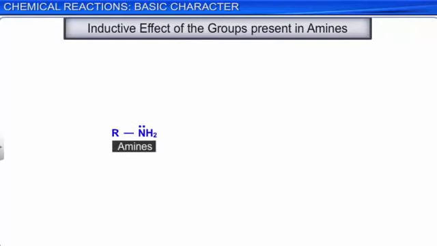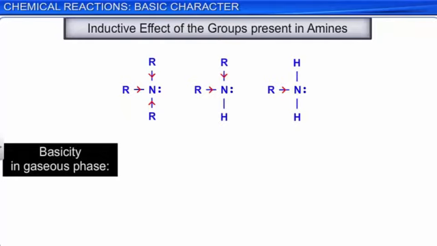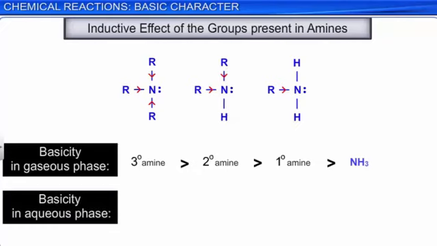Thus, the basic nature of aliphatic amines increases with an increase in the number of alkyl groups. Therefore, the basicity order of aliphatic amines in the gaseous phase is tertiary amine is greater than secondary amine is greater than primary amine is greater than ammonia. On the other hand, the basicity order of aliphatic amines in the aqueous phase is ammonia is greater than primary amine is greater than secondary amine is greater than tertiary amine.